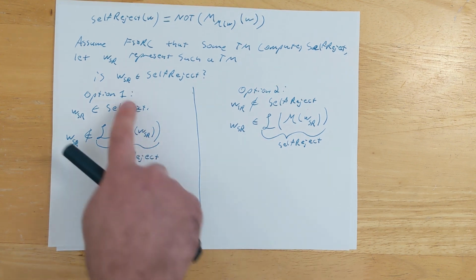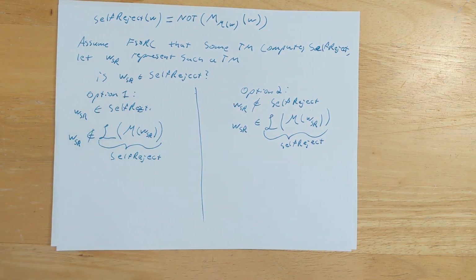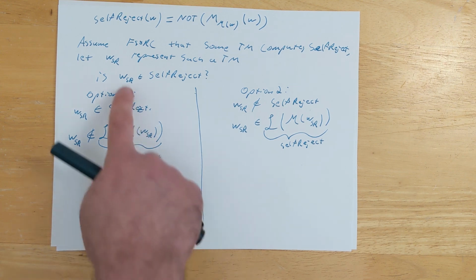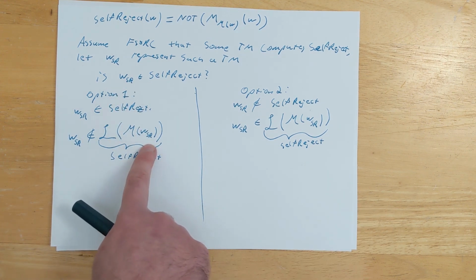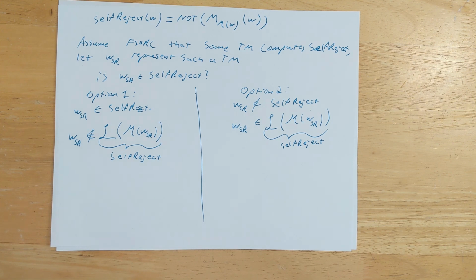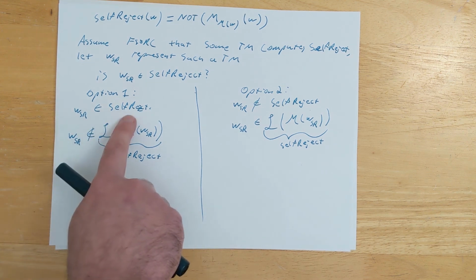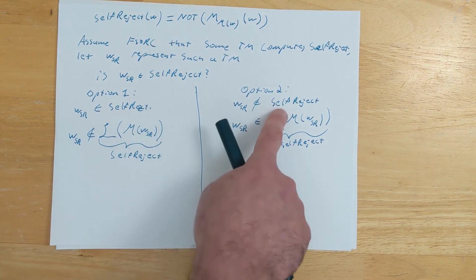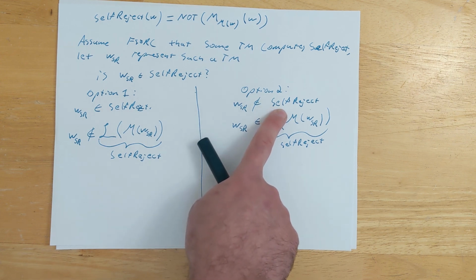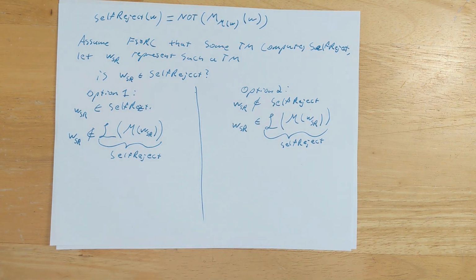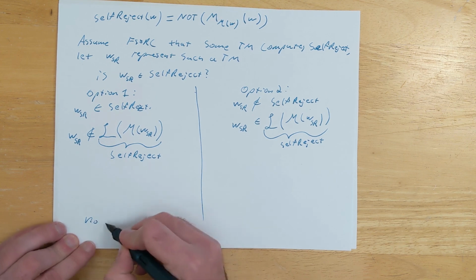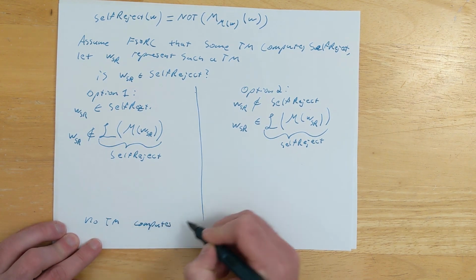So we know that this question cannot be answered, as long as there was a Turing machine that could represent WSR. The only way to resolve this issue, since we can't say that WSR belongs to self-reject and we can't say that it does not, is to assume this string WSR does not exist. So we must conclude that there is no string that represents a Turing machine that computes self-reject. Therefore, no Turing machine computes self-reject.